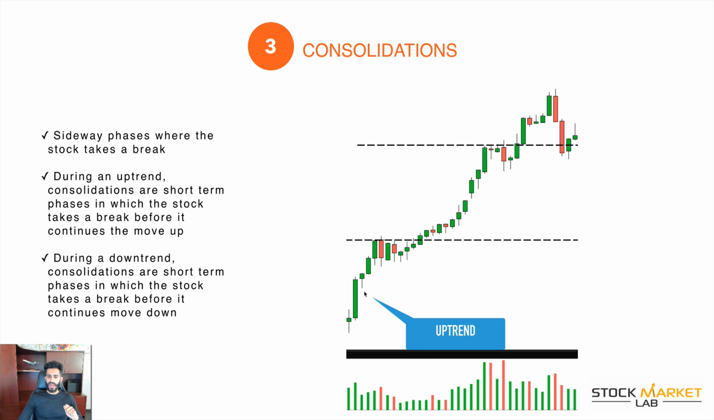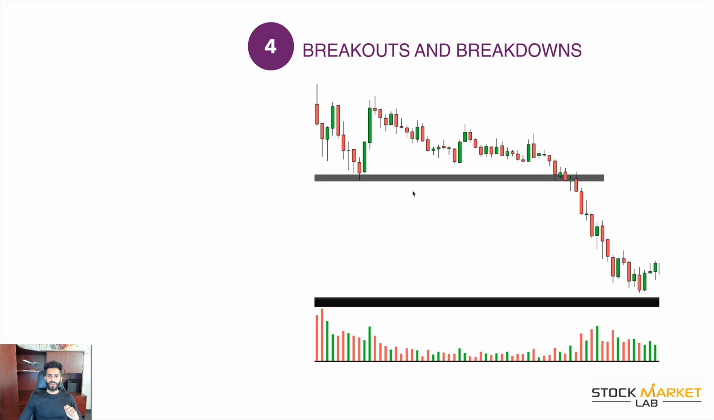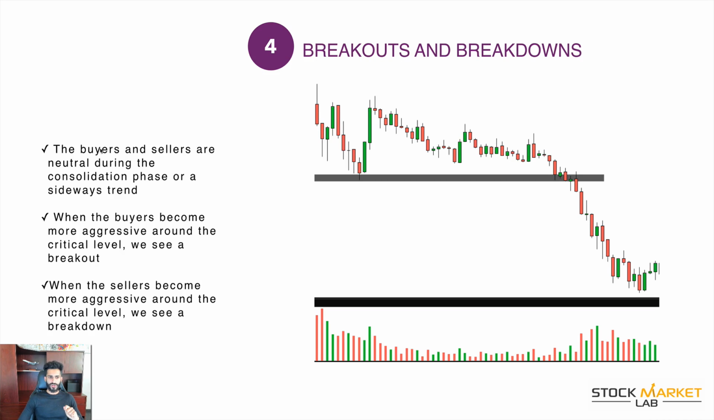You can see the stock is on an uptrend. As the stock is on an uptrend, it consolidates, continues the uptrend, consolidates, and continues the uptrend once again. Which leads us to our final phase, known as breakouts and breakdowns. So, very, very important phase.